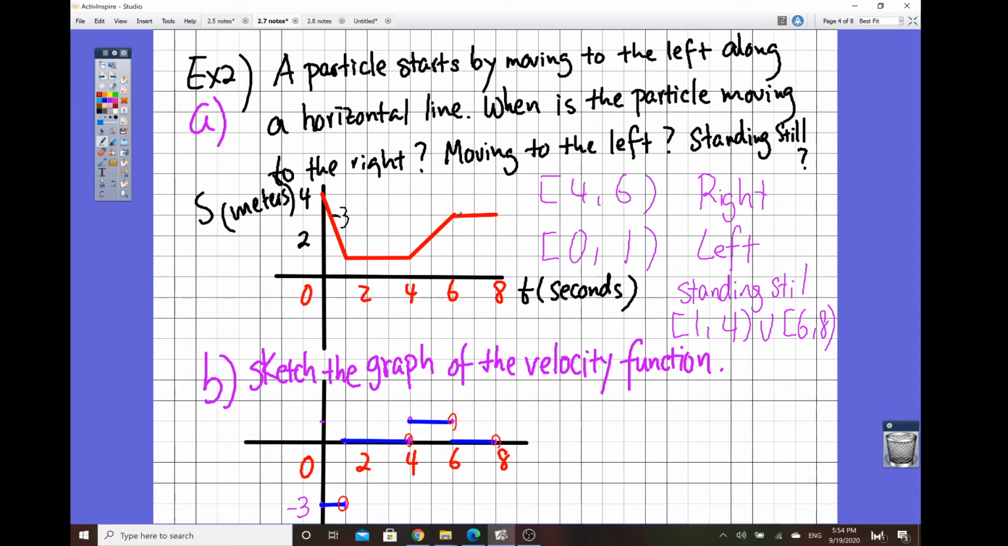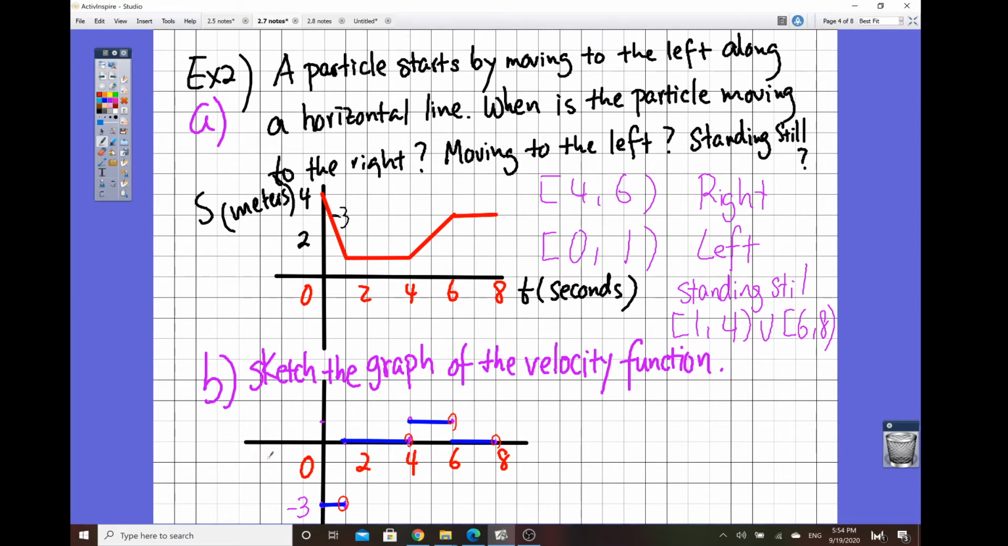Positive. Rise over run. So from 4 to 6, the particle is moving to the right. And then from 0 to 1, the particle is moving to the left because the slope is what? Negative. And then the particle still stands still, so that means the particle is considered constant. So like from 1 to 4 right here. And then from 6 to 8, that means the particle is still standing there. It's not moving.